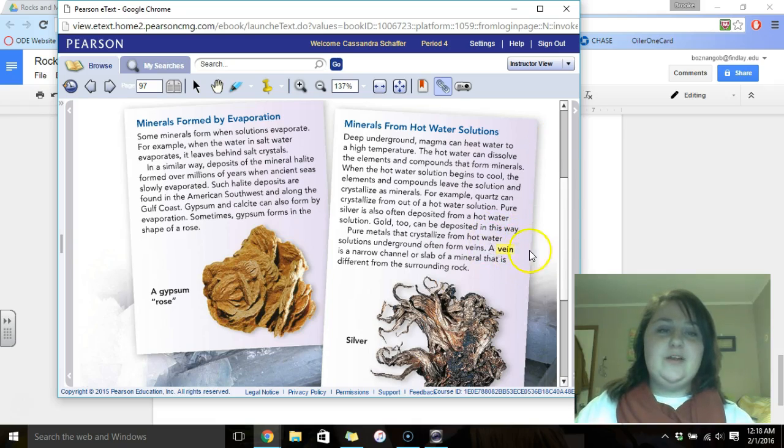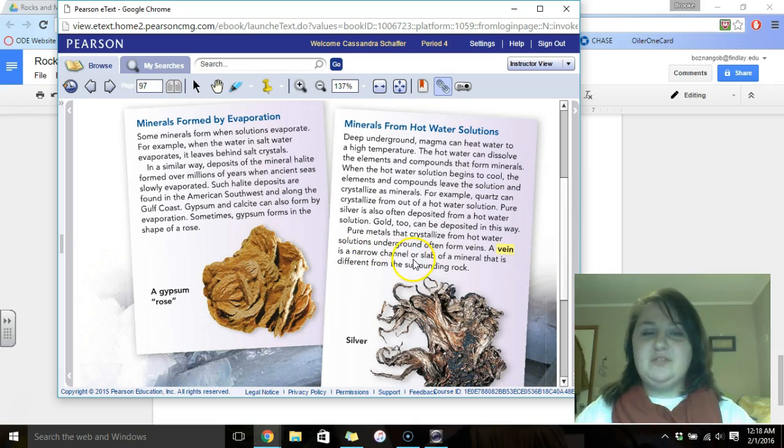And this word here, vein, we're not going to focus on that too much, but a vein is a narrow channel or slab of a mineral that is different from the surrounding rock. So sometimes you find mineral veins, that's what that is.